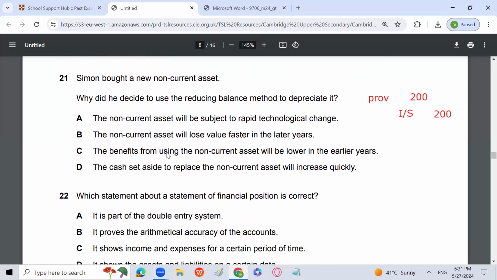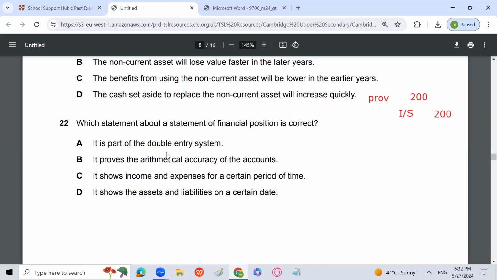Simon bought a new non-current asset. Why did he decide to use the reducing balance method to depreciate it? The non-current asset will be subject to rapid technological change. That's true, that is the answer. When there is technological change, the value of the asset will decrease more in early years and less in later years, and that is why we use the reducing balance method. Losing value faster in later years? No, faster in the early years. Benefits lower in early years? No, higher in early years. Cash set aside to replace the asset will increase quickly? That has nothing to do with depreciation at all.